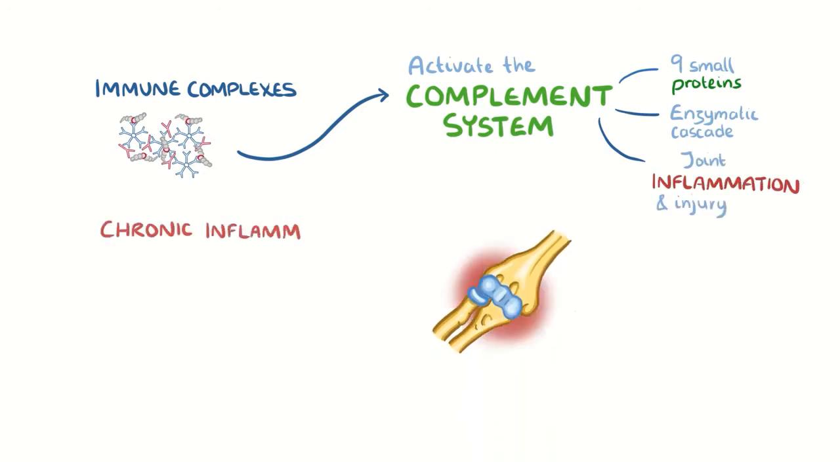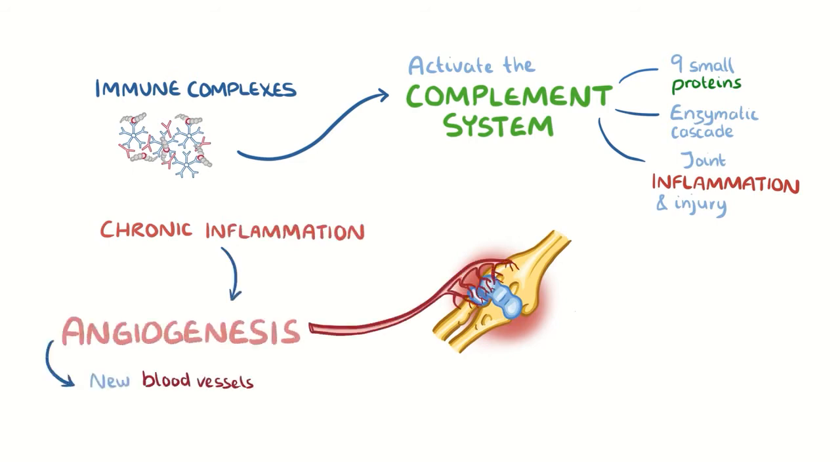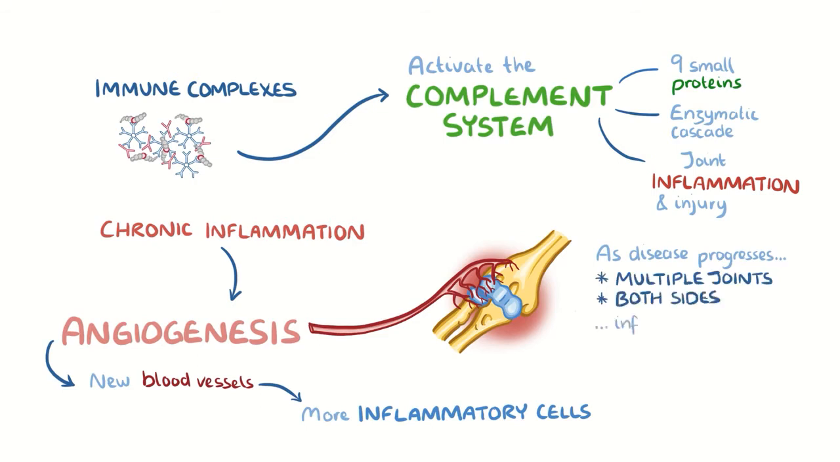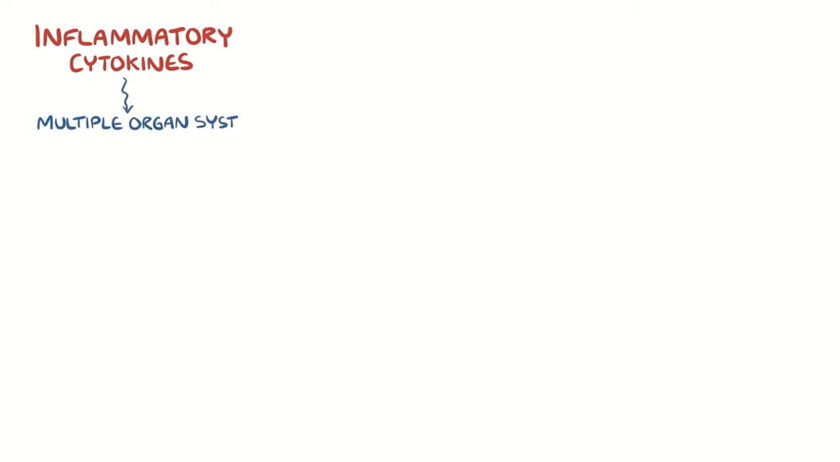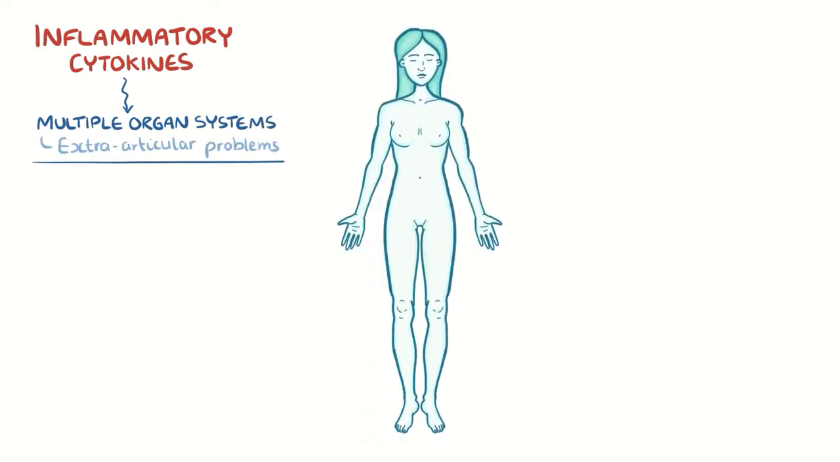Finally, the chronic inflammation causes angiogenesis, or the formation of new blood vessels around the joint, which allows even more inflammatory cells to arrive. As the disease progresses, multiple joints on both sides of the body get inflamed and gradually destroyed. But these inflammatory cytokines don't just stay within the tight joint space. Instead, they escape through the bloodstream and reach multiple organ systems, causing extra-articular problems, meaning problems beyond the joint space. For example, interleukin 1 or 6 travel to the brain, where they act as pyrogens, inducing fever.